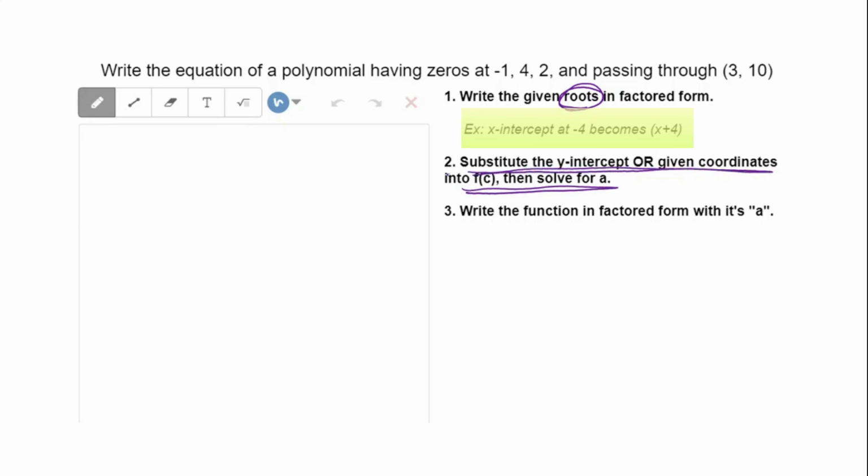Your second step is to plug in the y-intercept or a coordinate they give you for the function so that we can solve for a, the leading coefficient. And then you want to write the function in factored form with its a value at the end.